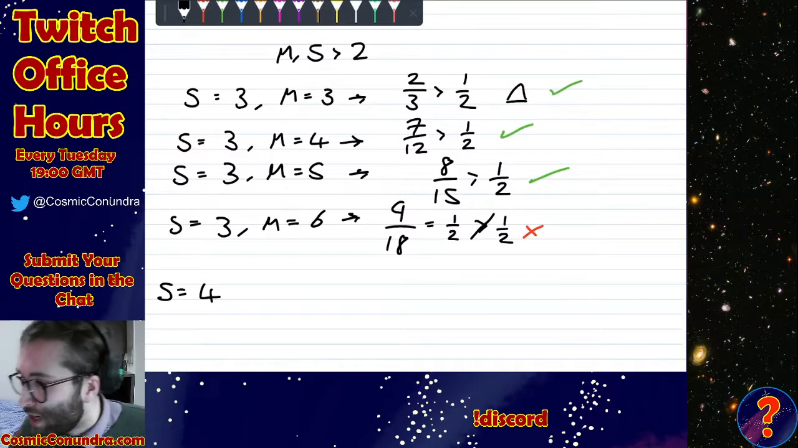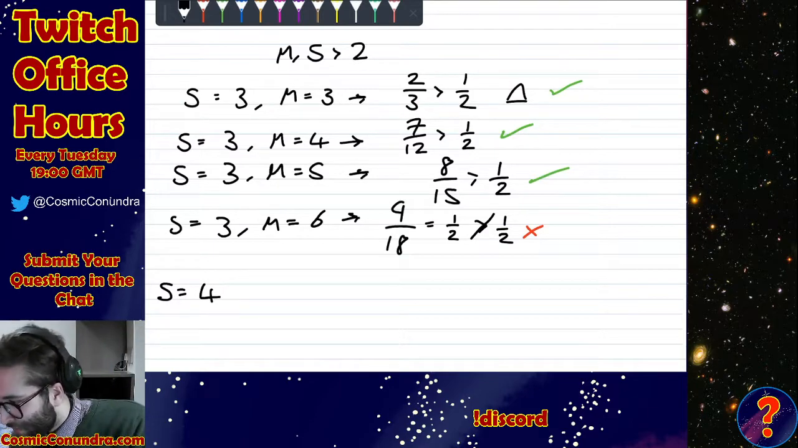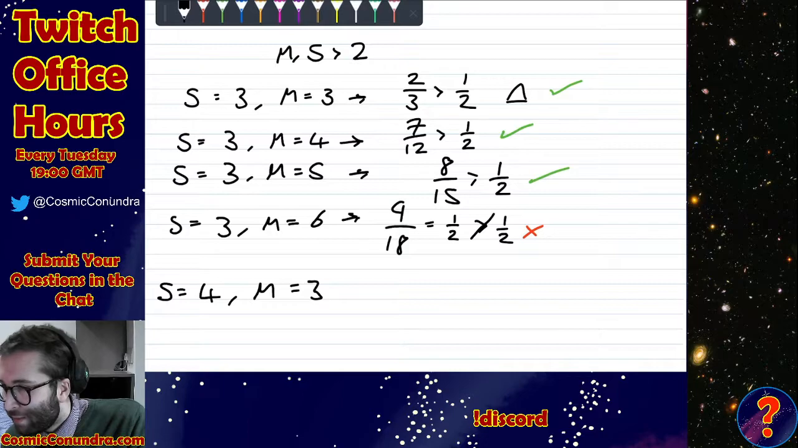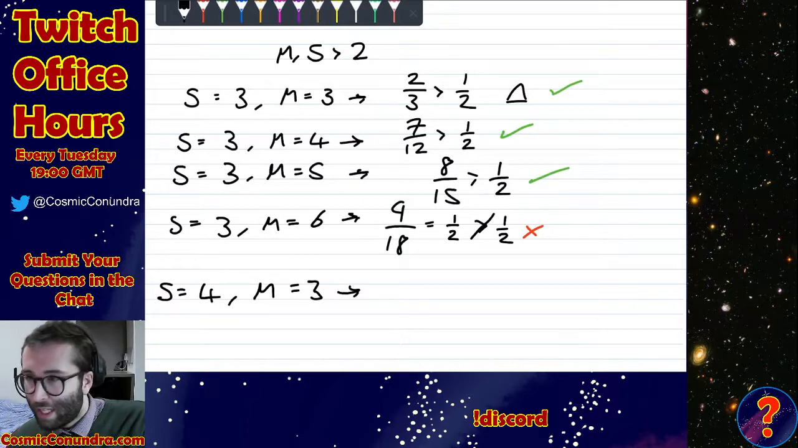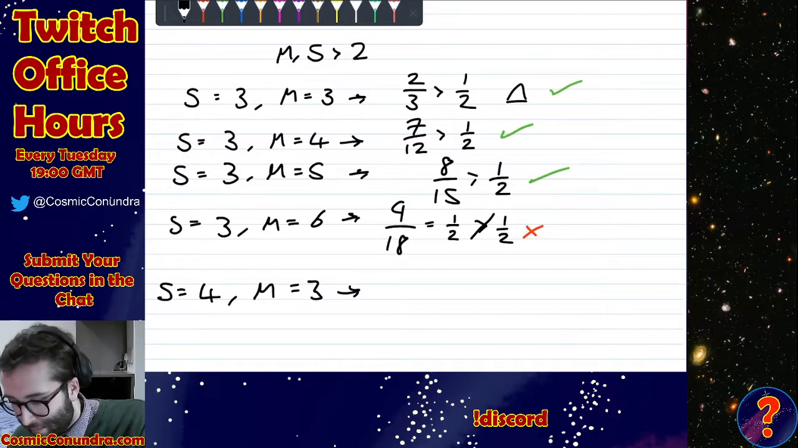So the number of sides on each face is 4. Well, again, we can try 3 square faces meeting at a vertex. So, I mean, it's obvious this will be a cube. That's what a cube is. A cube at each vertex has 3 squares meeting. And adding that up gives you 7 over 12, which is greater than a half. So that is fine.